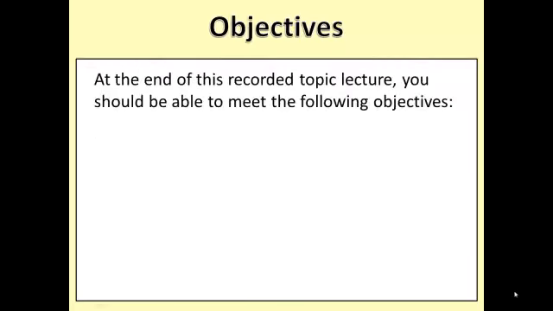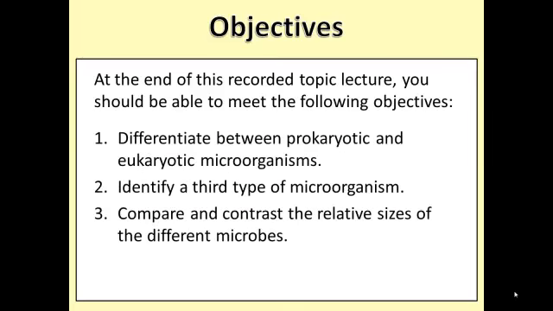At the end of this recorded topic lecture, you should be able to meet the following objectives. Differentiate between prokaryotic and eukaryotic microorganisms, identify a 3rd type of microorganism, and compare and contrast the relative sizes of the different microbes. There are 2 basic organizational plans for cells.